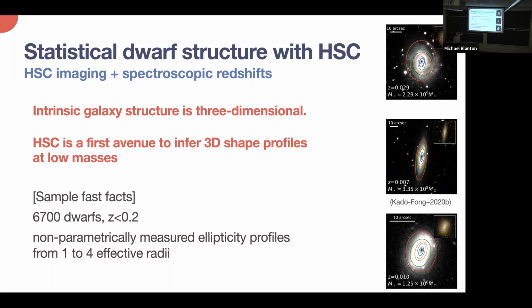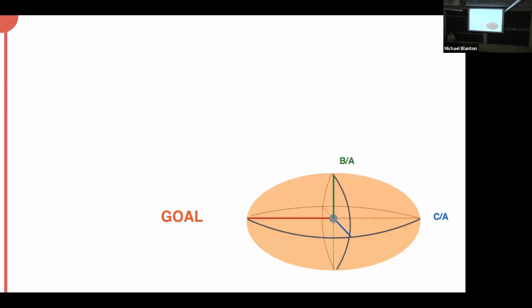And because of the depth and resolution of HSC, we can non-parametrically measure their ellipticity profiles from 1 to 4 effective radii. And clearly, it's not entirely clear why I'm suddenly talking about ellipticity profiles when I really want to know the three-dimensional structure. So let me back up a second and take this toy case.